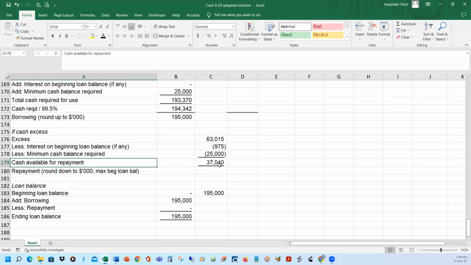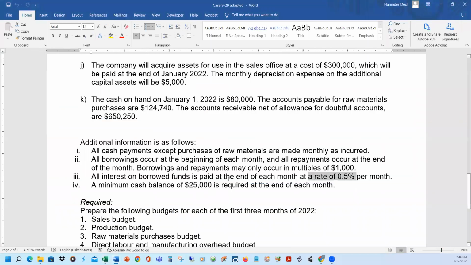That is the amount of cash that we have available to repay if we were allowed to repay in any amount whatsoever. However, our hands are tied there as well. All repayments can only occur in multiples of $1,000, unless, of course, you're repaying the entire loan balance, in which case it will be fine to have a fraction of $1,000 being repaid. But that's not the case here.